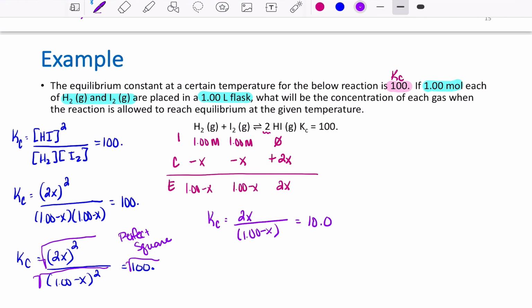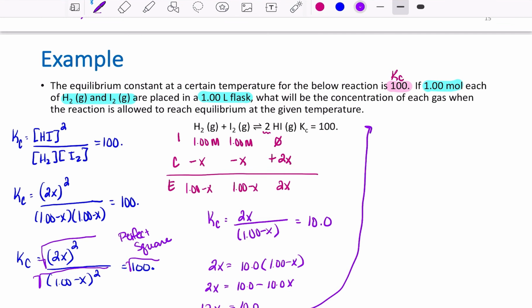So the square root of 2x squared, but that 2x is in parentheses, becomes 2x. The square root of 1 minus x in parentheses squared becomes 1 minus x, and the square root of 100 is 10. I'll go ahead and do the algebra manipulation here to solve for x. 2x equals 10.0 times 1.00 minus x. You can simplify that. 2x equals 10.0 minus 10.0x. Get your x's to the same side. 12x equals 10.0. Continue up here because I'm going to run out of space. Solve for x. x equals 10.0 divided by 12.